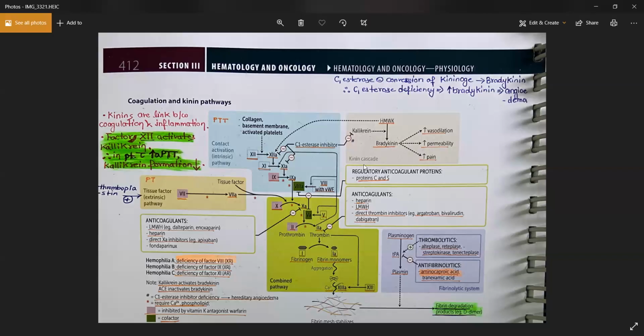So whenever you have coagulation, whenever you have inflammation, you can have a high level of kallikrein, and you can have high levels of factor 12 activation, right? And that is it.